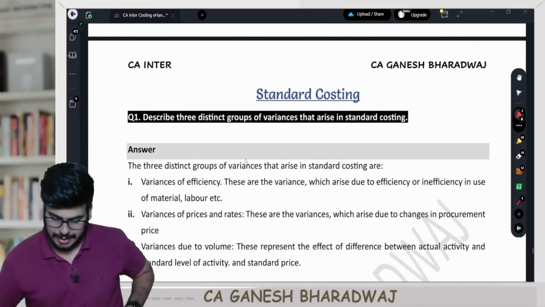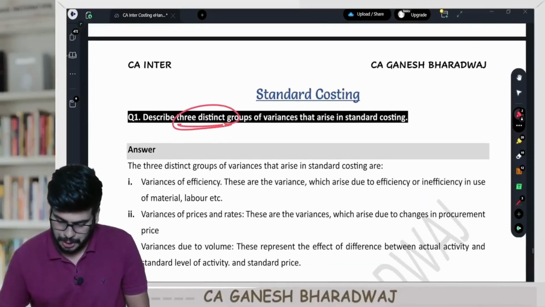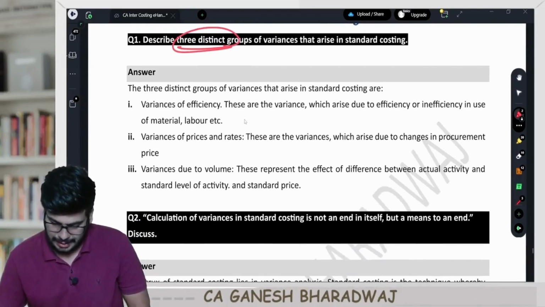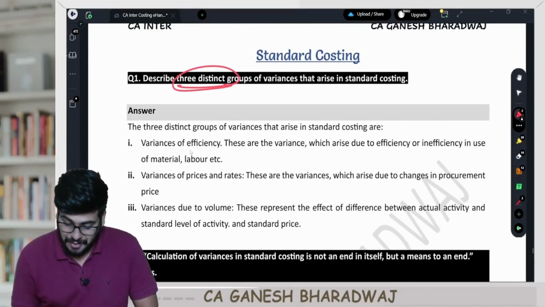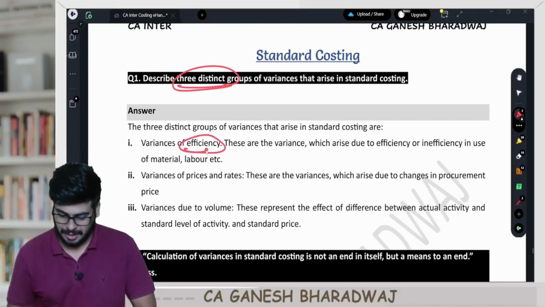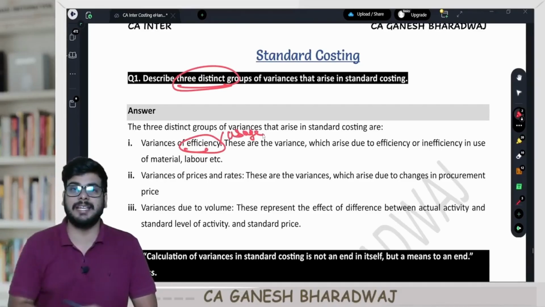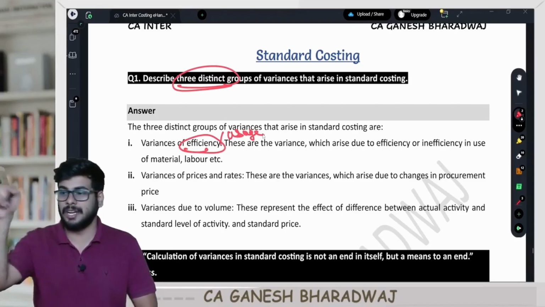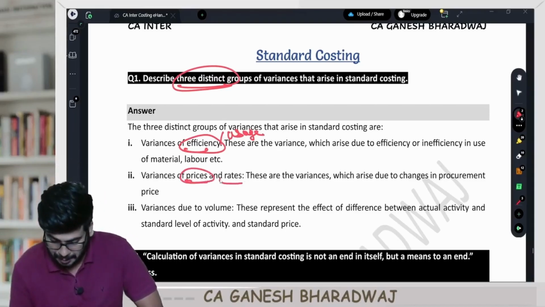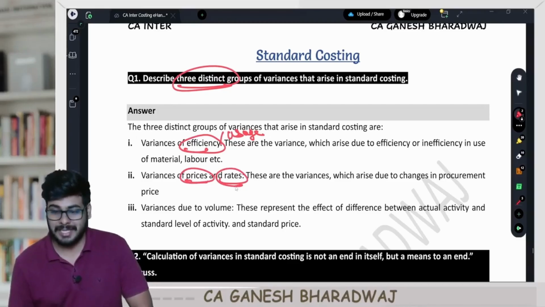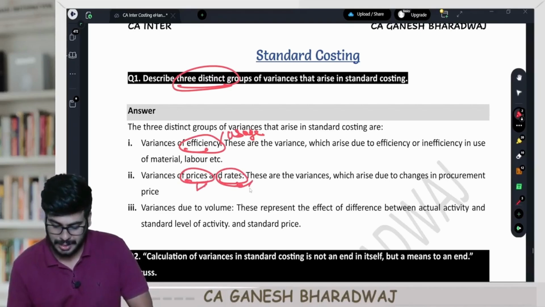So what is it? Describe 3 distinct groups of variances that arise in standard costing. Look at this, how they have clubbed it. Variances of efficiency, right? This efficiency or usage is there, correct? If it is in materials, you call it usage. Labor and overheads, you call it efficiency. Then your variances in price and rates, right? If it is material, you call it price. If it is overheads, you call it rates, right?